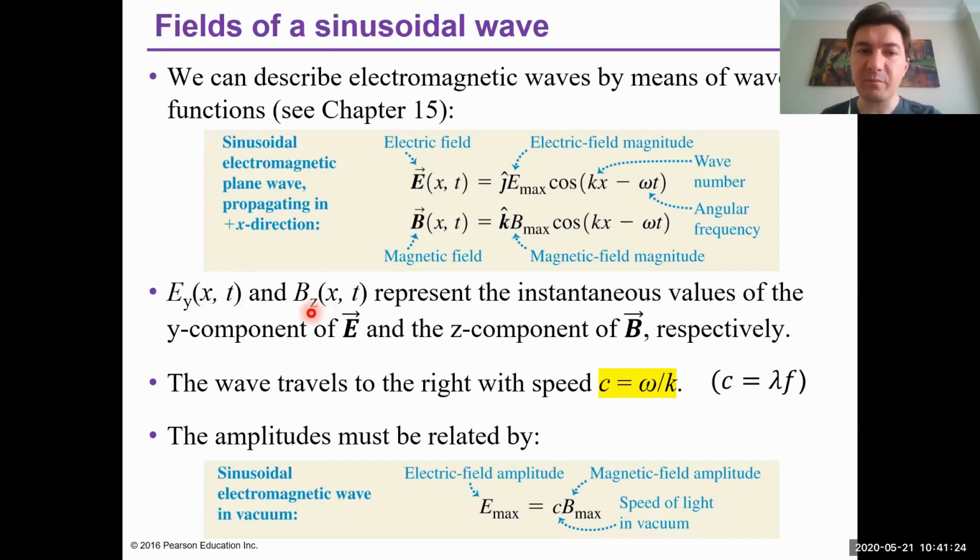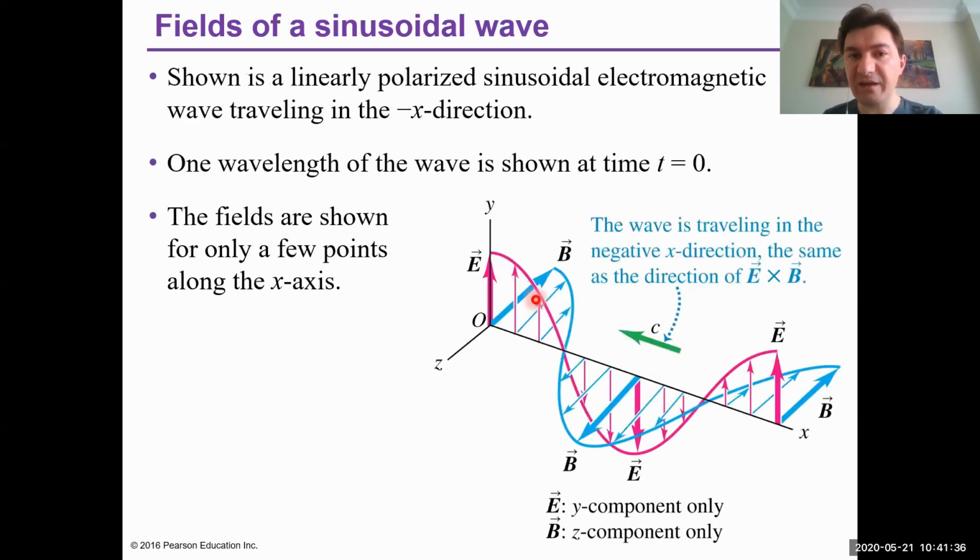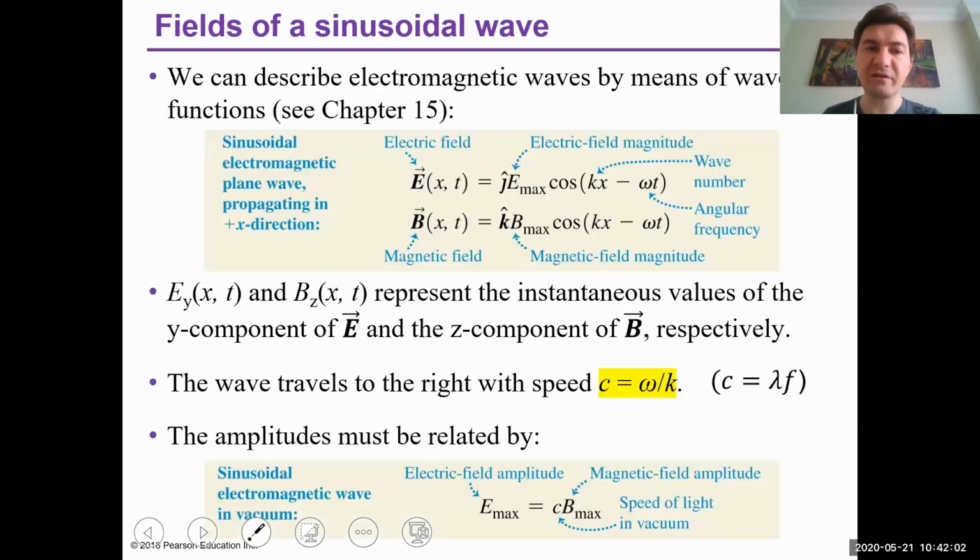E_y(x,t) and B_z(x,t) represent instantaneous values of E along the y direction and instantaneous values of B along the z direction. So what do you see here? This is the electric field, let's say when the time is 0, and after a certain time the electric field is like this, and after a certain time it is like this. It is also the same for the magnetic field. So for this reason, these values give us instantaneous values of the electric field and magnetic field components respectively.